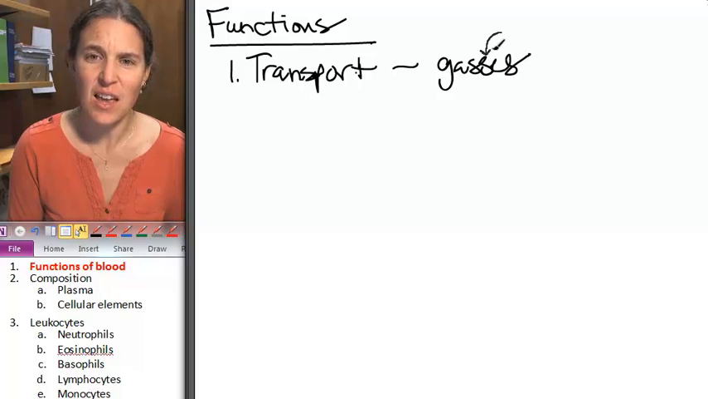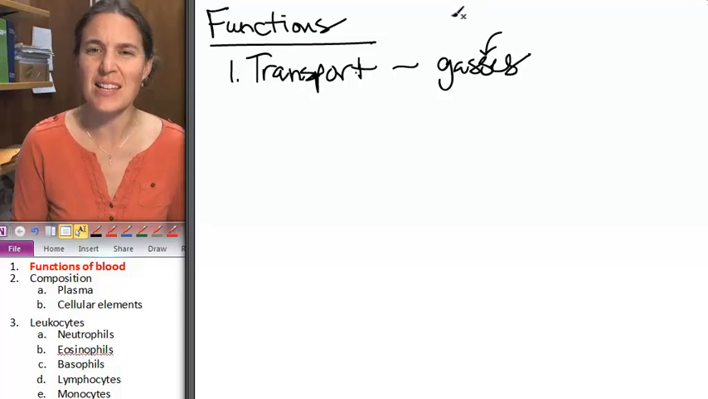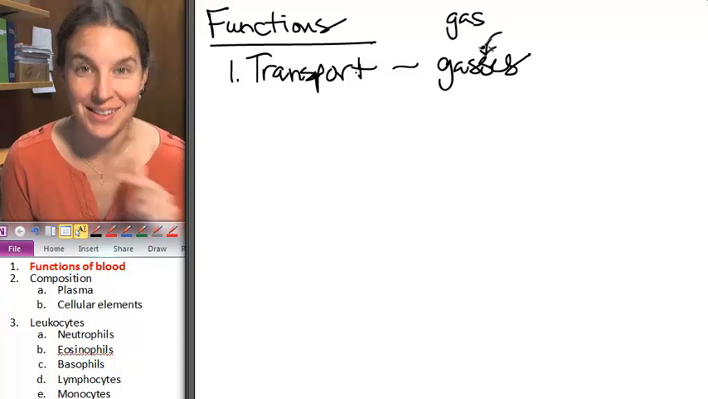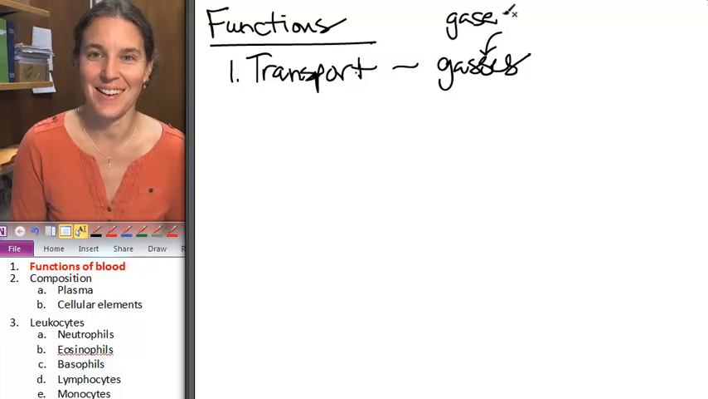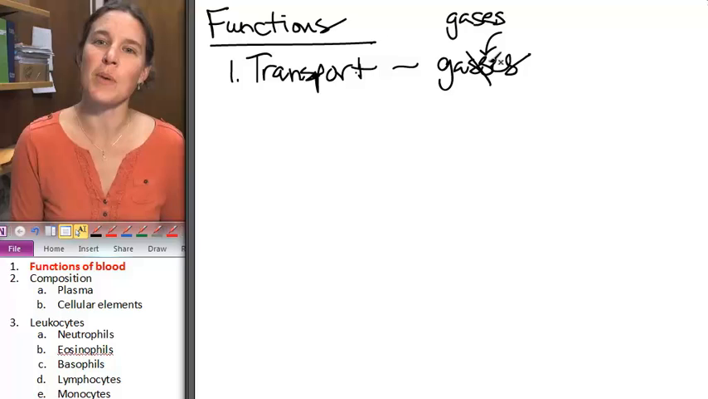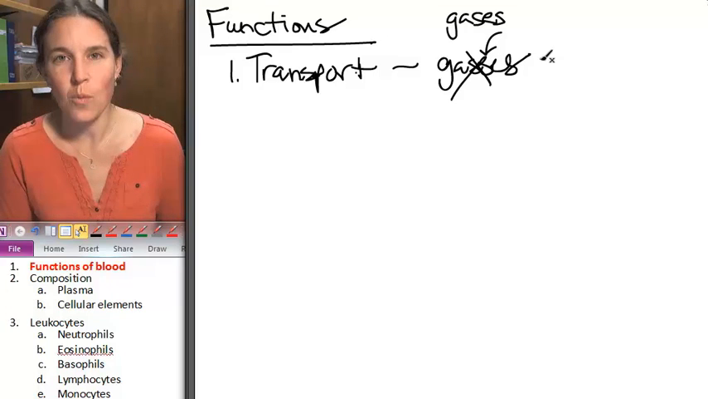Gases, and of course, I think gases is spelled with one S. Only one S in gases. I think that's how gases is spelled. Huh. We'll get rid of that extra S.